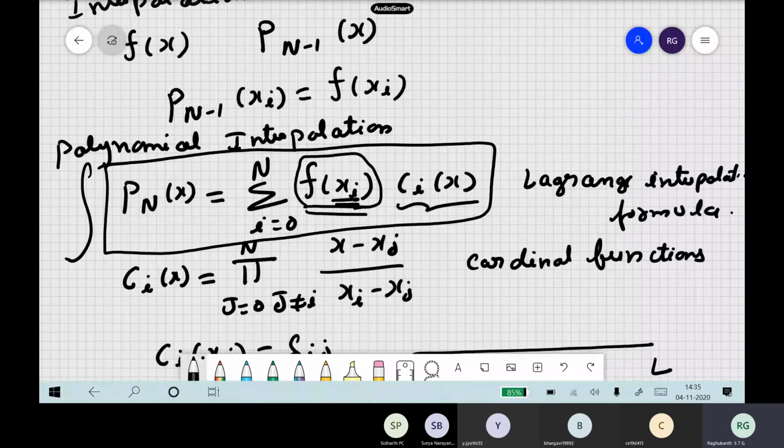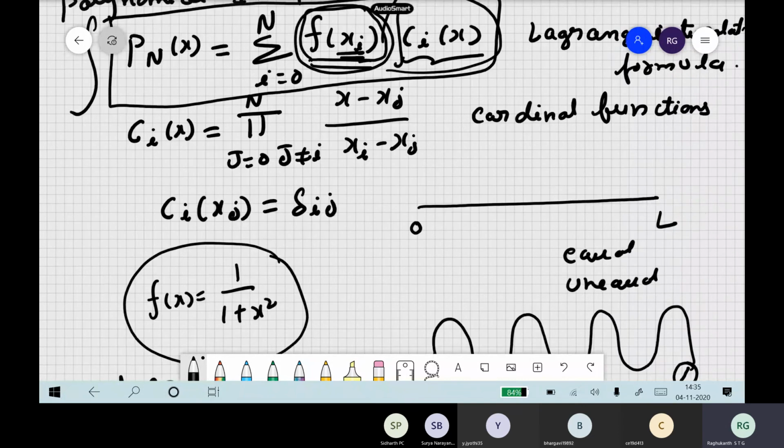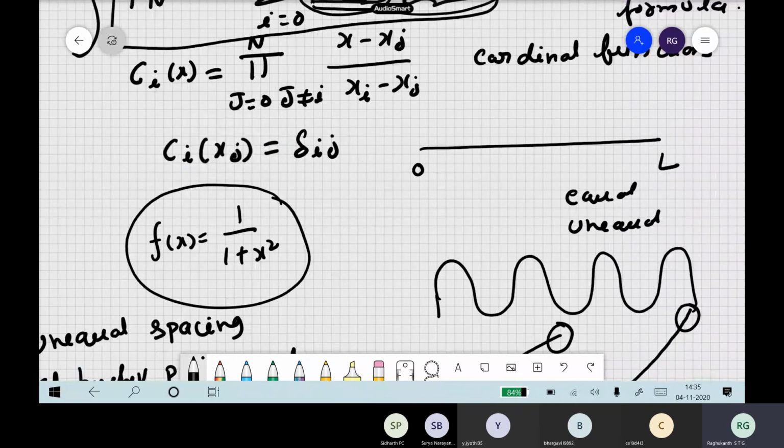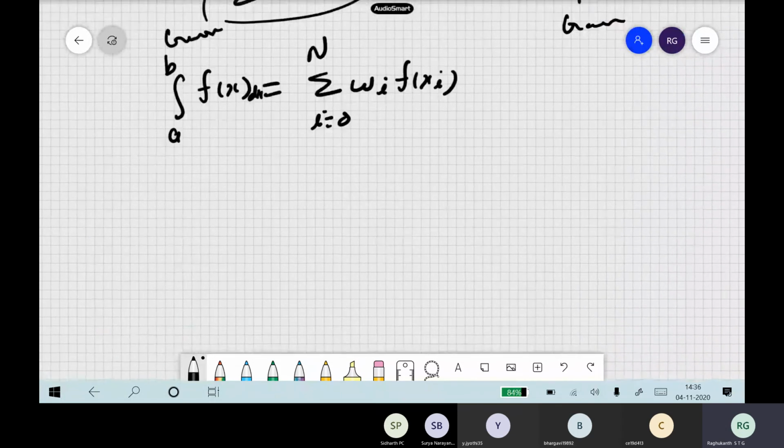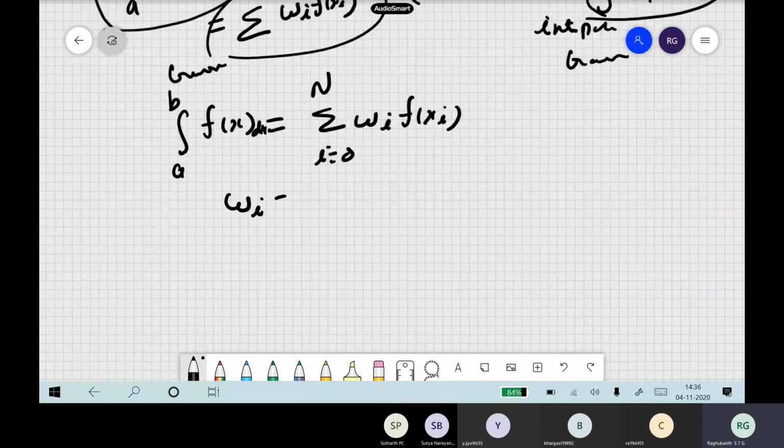So if I integrate this function from a to b, then the function value f of xi goes away, and the integral becomes nothing but the area under the cardinal functions themselves. This you can also draw, for this Gaussian integration. So wi is nothing but the integral under these cardinal functions. This is a very important observation which we can make here.